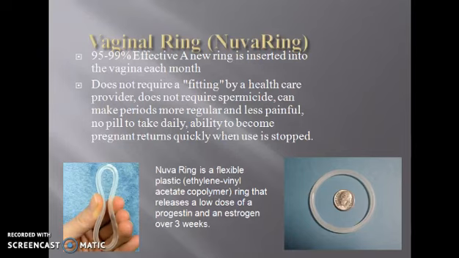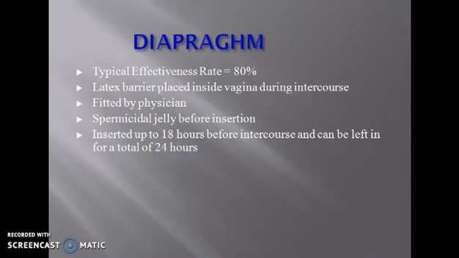Nuva ring is a flexible plastic. It's ethylene vinyl acetate copolymer. The ring releases a low dose of progestin and estrogen over 3 weeks. So we have another barrier method, the diaphragm.